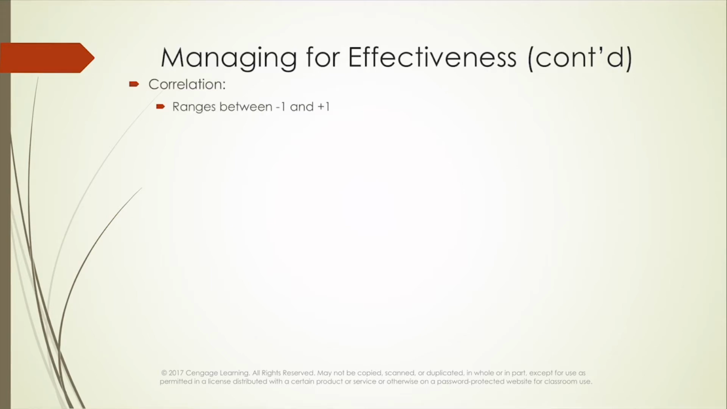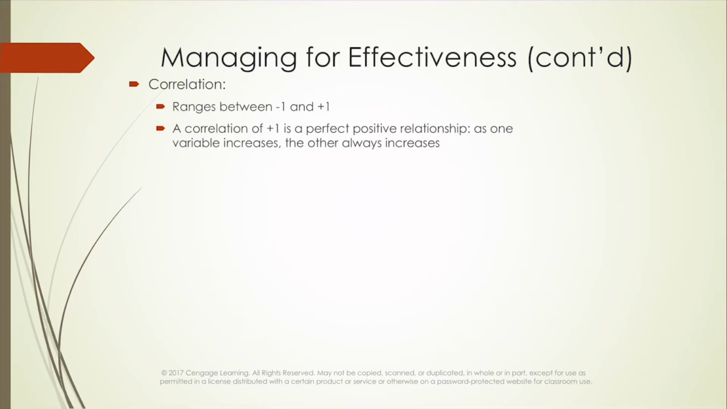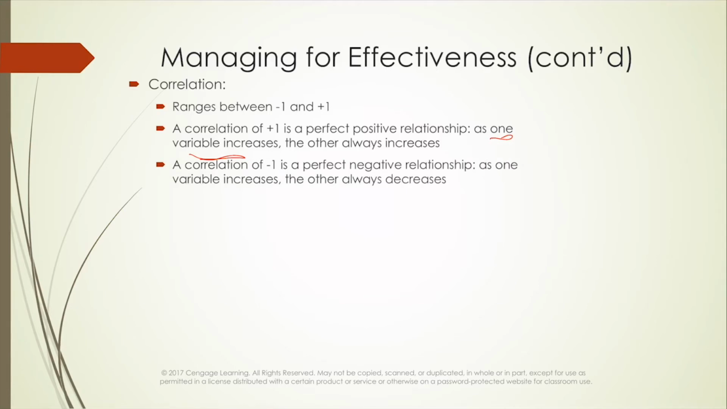Now, correlations. In scientific research, what you're looking for is relationships. And relationships range from -1 to +1. Now, a correlation of +1 is what we call a positive correlation or a positive relationship. That means as one variable increases, the other always increases. Now a negative one is a negative correlation. So as one variable increases, the other decreases. So you see the opposite effect happening. As one increases, the other decreases.